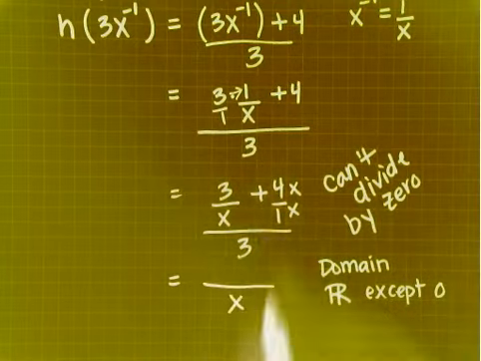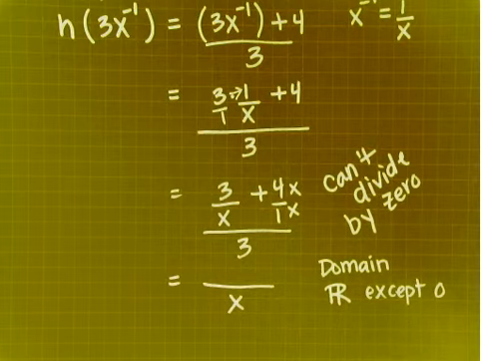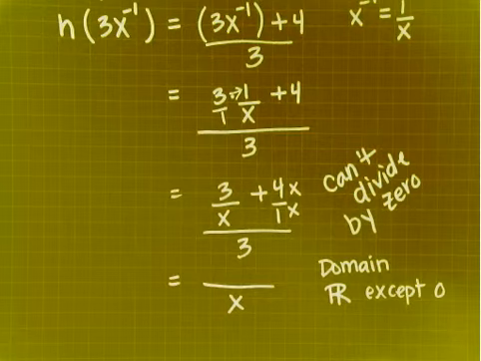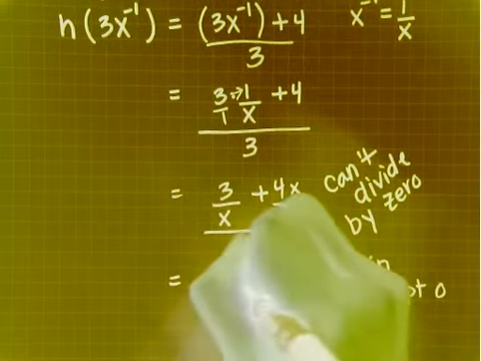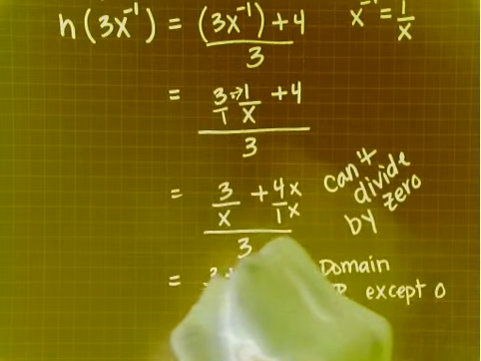What do I do with the 3 and the 4x? Can I put those together and make 7x? No, why not? It's a 3 and a 4x, they're not the same, they're not like terms, right? So I have 3 plus 4x on top, and this is still all over 3.